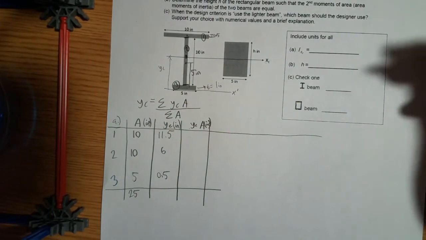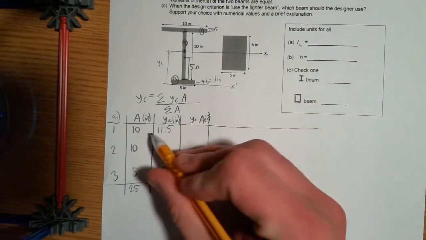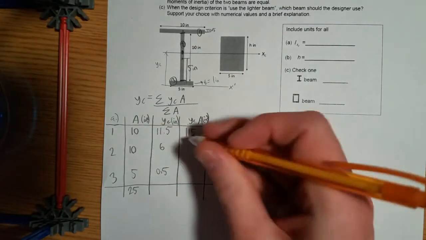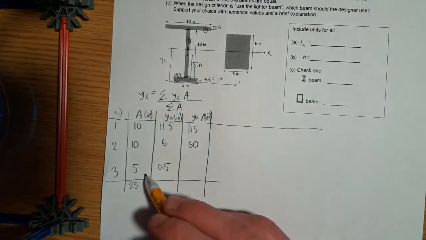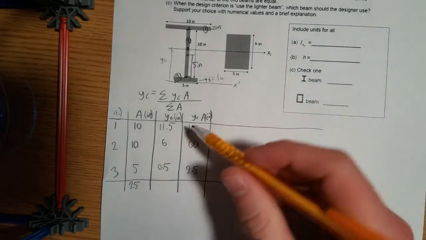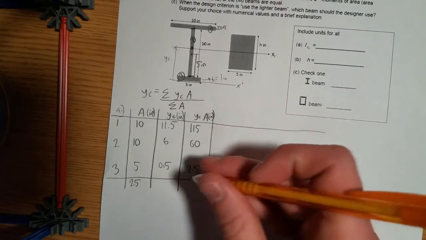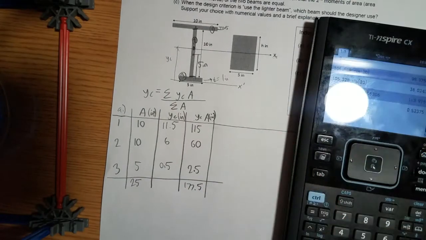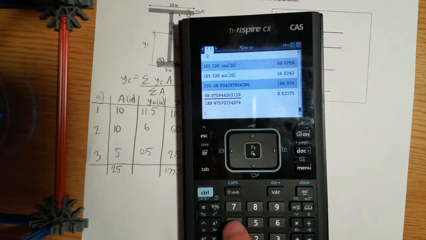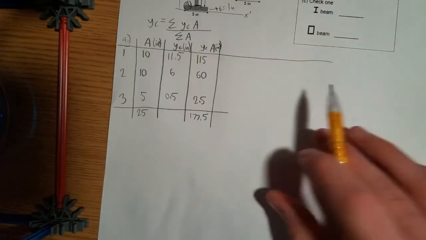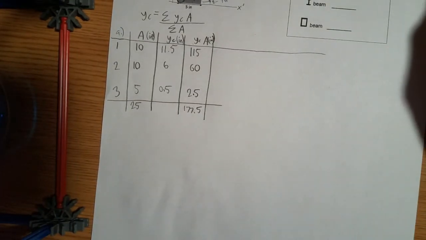Okay? And then this is where we go ahead and start multiplying these two together to get into this column. So we're going to have 11.5 times 10. Then we're going to have 60. And then last but not least, this should be 2.5. And we add those together, this should be 177.5. And I don't necessarily trust my mental math, so I'm going to go ahead and calculate it out. 115 plus 60 plus 2.5. There's no shame in checking your work like that. I'd rather you do it right than try to prove something to yourself and do it wrong.